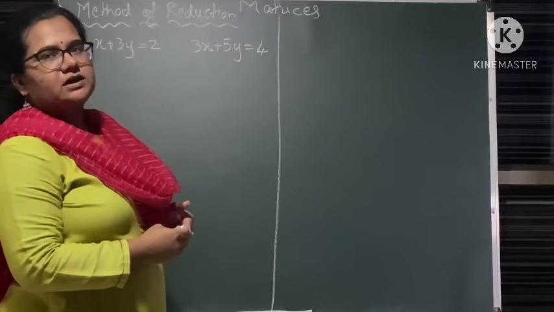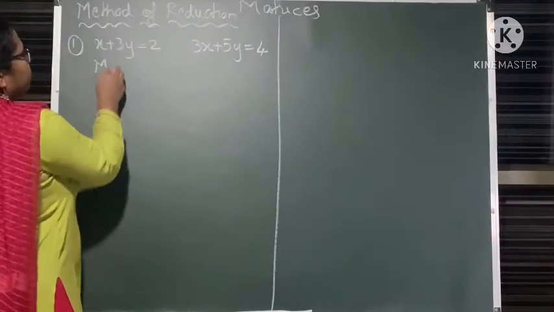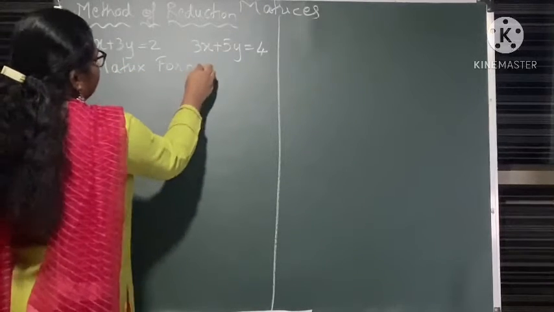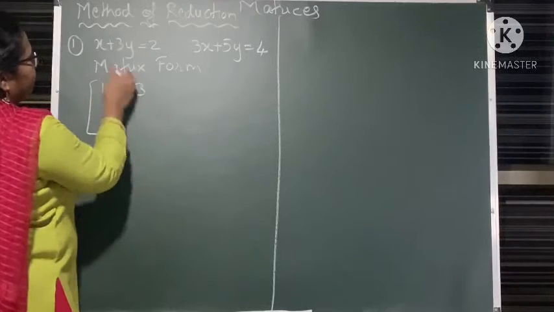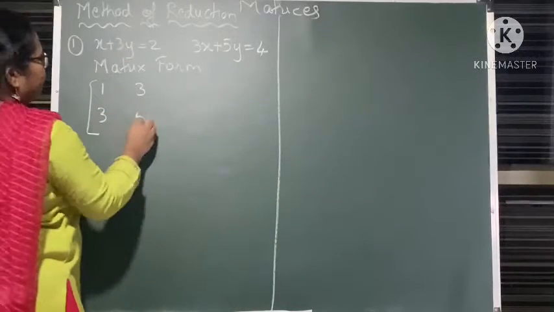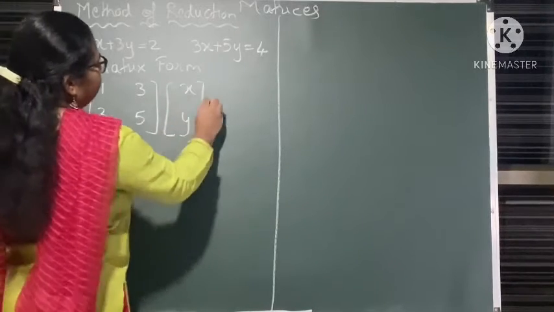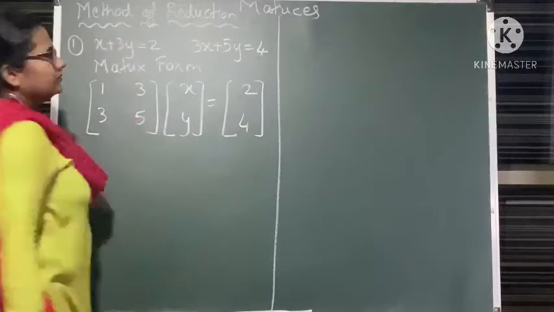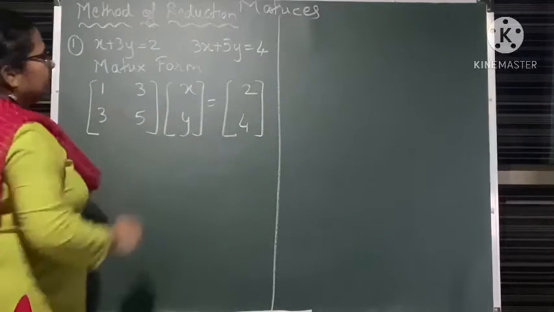First step is to write the given equations in matrix form. So what will be the matrix form? First row will be 1, 3, the coefficient of x and coefficient of y, and this side it is 3, 5, into the variable matrix is equal to 2, 4. Okay. Now what is this? This is actually AX equal to B.